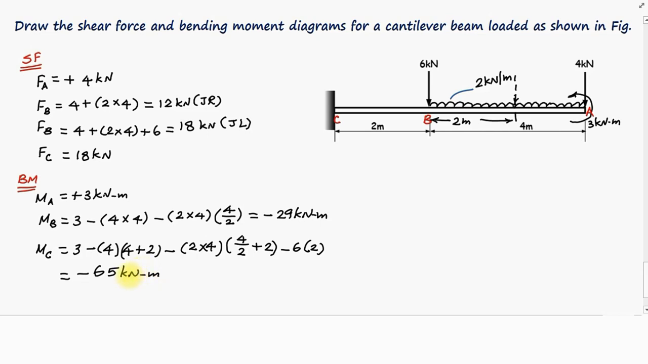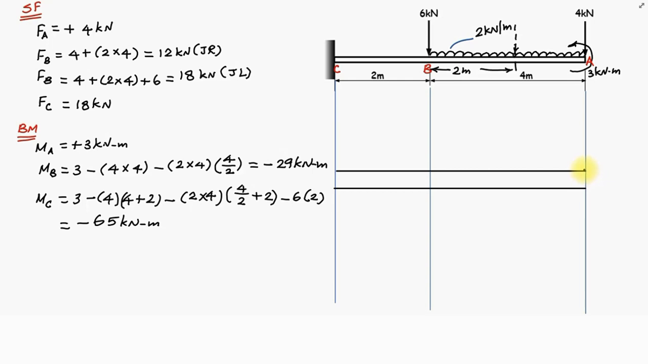Now let us draw the shear force diagram and bending moment diagram. Shear force at the point A is 4 kilonewtons. Let us say this is 4 kilonewton magnitude. Let us join these 2 points. Shear force at the point B, there are 2 values: one is 12 kilonewton, another one is 18 kilonewton. And the shear force at the C is also 18 kilonewtons. Why? Because there is no load at all.